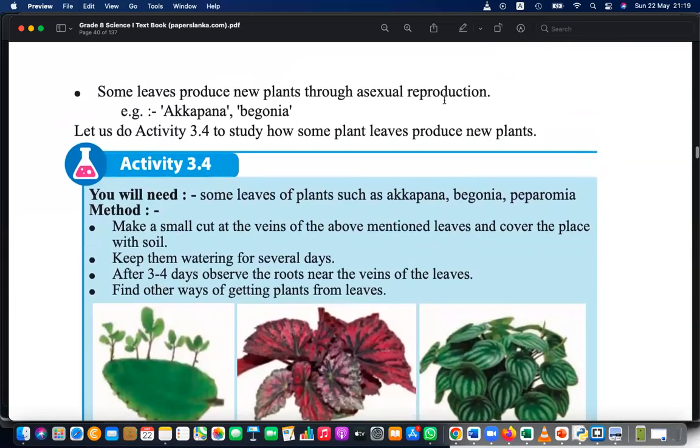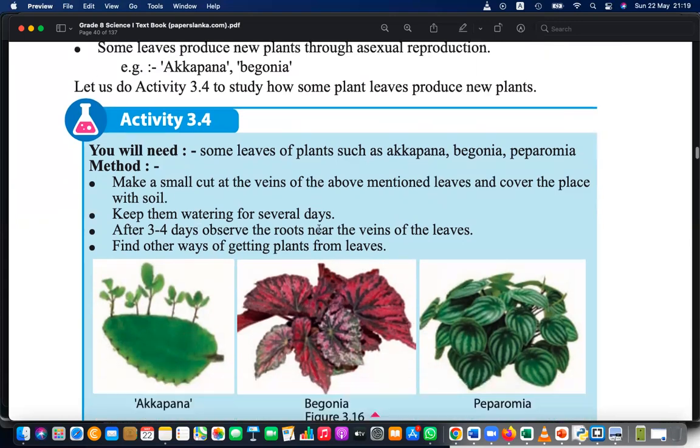So, but that is asexual reproduction, right? That is not the sexual reproduction. It is asexual reproduction. Normally in the flowering plants, there is a nice way of reproducing. That is sexual reproduction. But here it uses asexual reproduction.